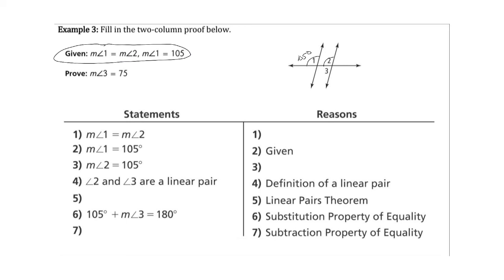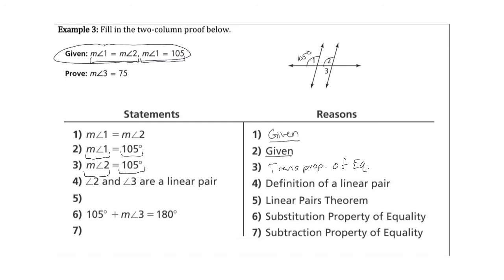So by our given, one of our givens was measure of angle 1 equals measure of angle 2. We're also given that measure of angle 1 is 105. So this is also our given here. That's why 1 and 2 are both our given. Now, because our first statement, measure of angle 1, equals our second statement, 105 degrees, and then 105 degrees equals our third statement of measure of angle 2, by the transitive property of equality, the measure of angle 2 equals 105 degrees.